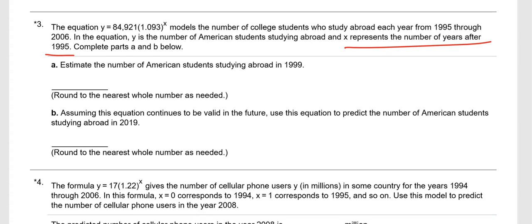So what would you plug in for 1999? You'd plug in an X value of 4. Do not plug in 1,999 or you are going to get the wrong answer in a hurry. It's really important. That little piece of information is extremely important. So take your machine, find your value for 4 years.